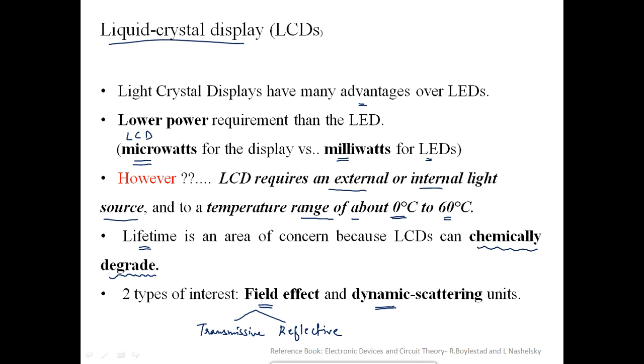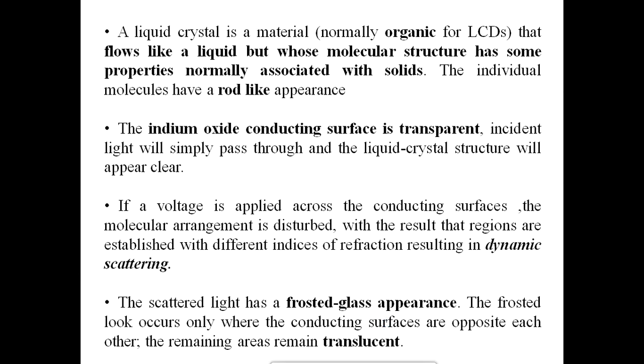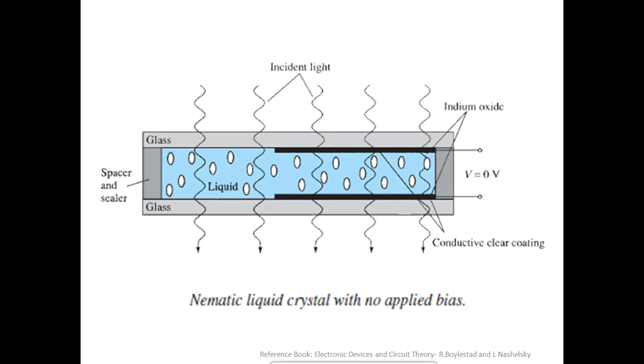Let us just focus on the first one, which is dynamic scattering. There is another word associated with these things, we usually use the word nematic. So this is the first type of LCD. That's the construction of a nematic liquid crystal.